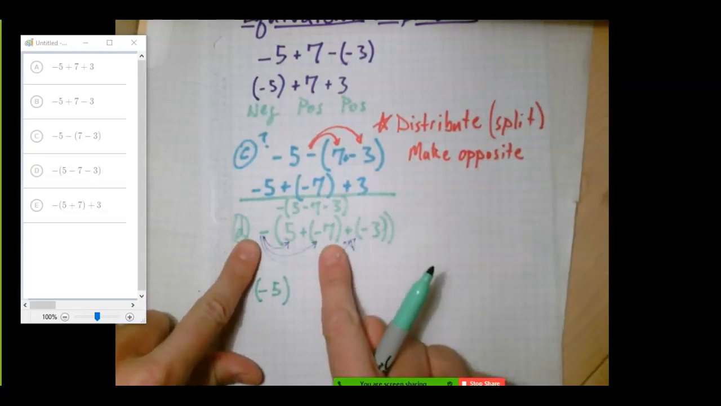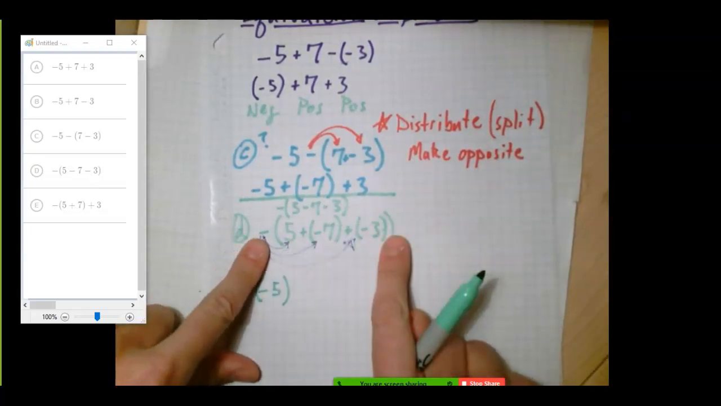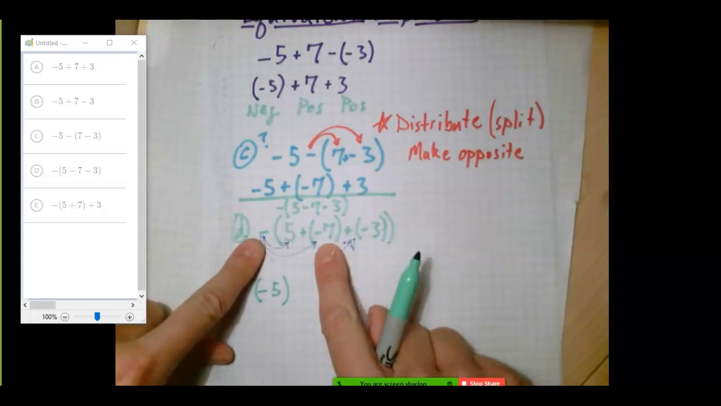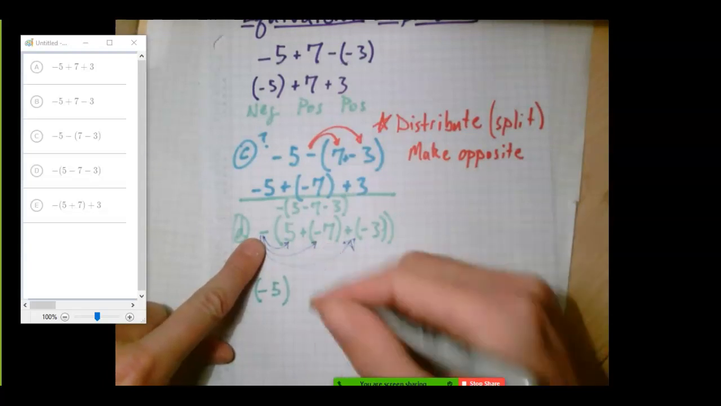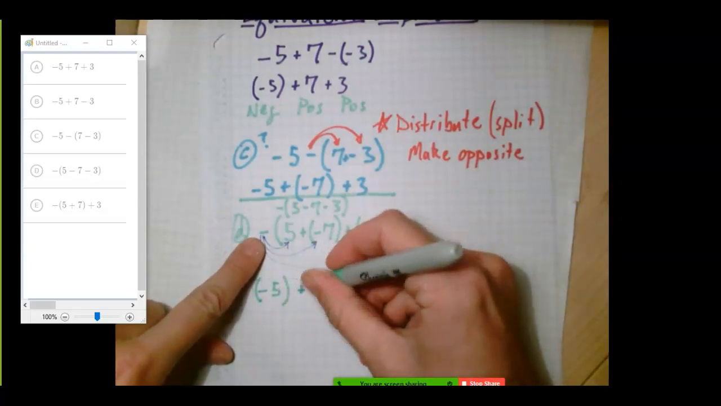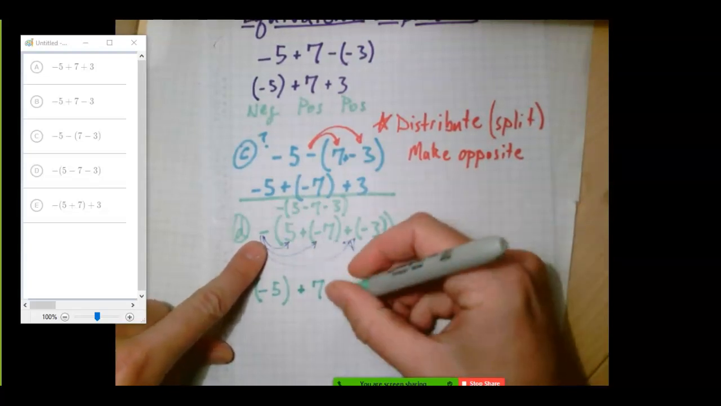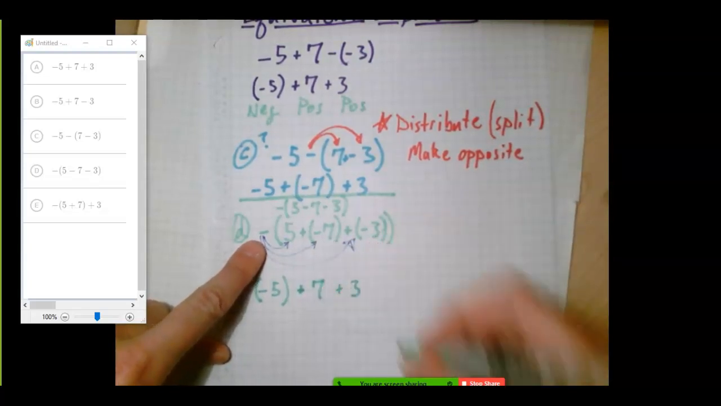Sorry, everything inside of the parentheses is what's getting impacted, which here is everything. The opposite of -7 is a +7. And the opposite of -3 is +3.